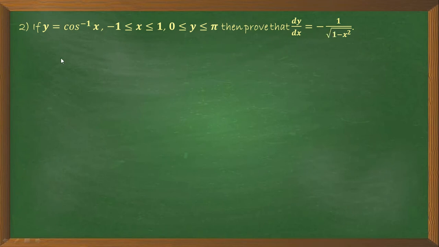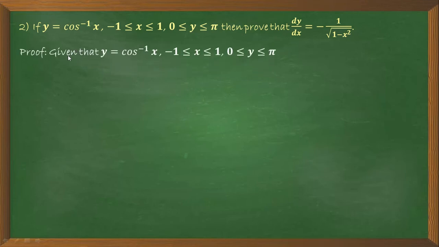See here carefully. Again in the same way we will prove this result. First of all, we have written the given condition here. Just as in the previous theorem, we have to convert it into x is equal to cos y. So y is equal to cos inverse x can be written as x is equal to cos y. Now we will differentiate this with respect to y.